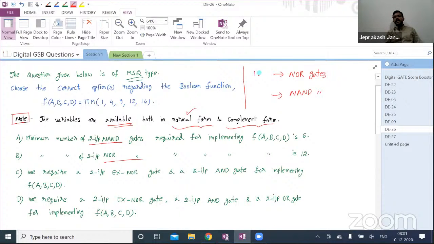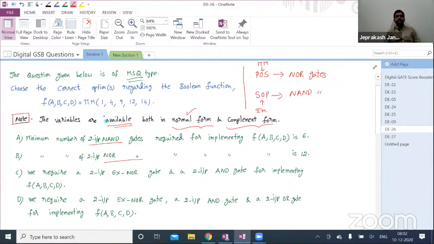Yeah, first one is pi capital M, product of max terms, right? That means after doing simplification, you will get POS form. Similarly, NAND gate means SOP, right? Originally you're having pi capital M; after doing simplification, you'll get POS. Similarly, if you're having sigma format, after doing simplification, you'll get SOP, right? So you can easily implement by using NAND gates.